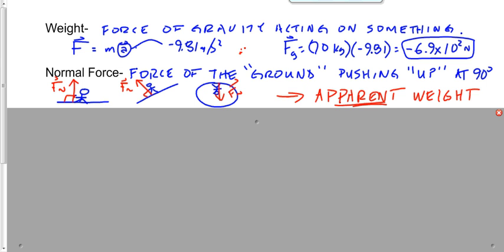When I'm on a roller coaster going around a loop, I might feel 3 or 4 times heavier than I really am. I'm not, but because the track is pushing on me with a force of 2,100 newtons, I feel 3 times heavier than I really am. This is my apparent weight, my perceived weight. Does that make sense?